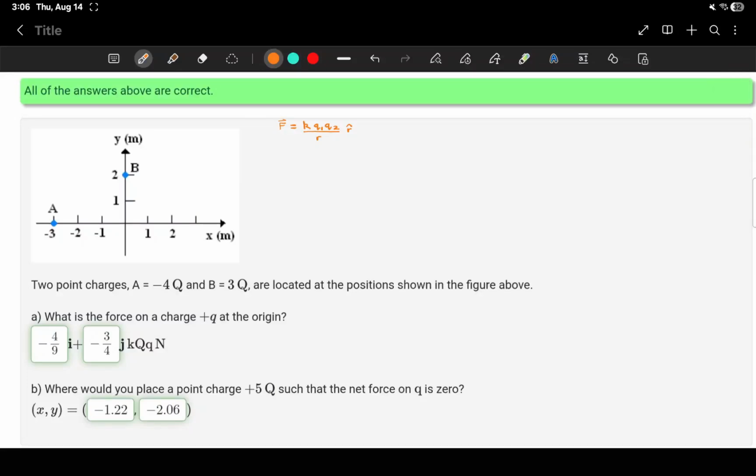So we have the following question. We have 2-point charges. There is charge A and there is charge B. Charge A is negatively charged, so it's a negative charge, and charge B is positively charged. It's a positive charge. I think I'll use a different color. This is better.